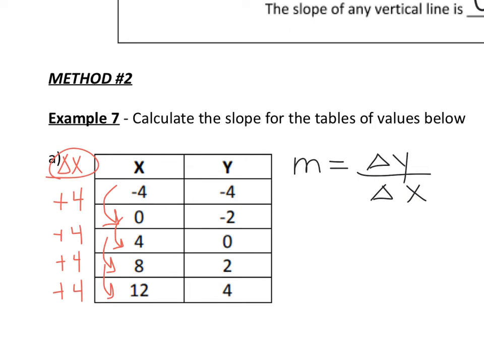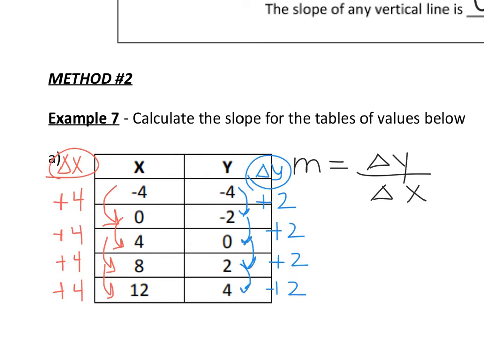We start at -4 and we go up to -2. So that is an increase of 2. -4 plus 2 is -2. To go from -2 to 0, we're going to add 2. To go from 0 to 2, I'm going to add 2. And to go from 2 to 4, I'm going to add 2. So my change in y is a positive 2.